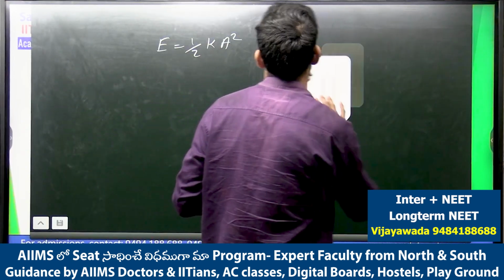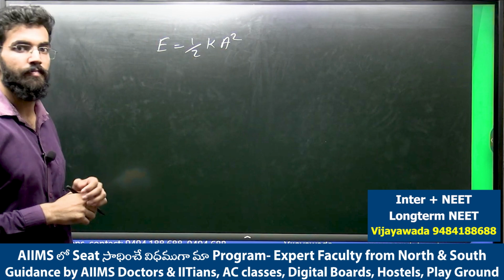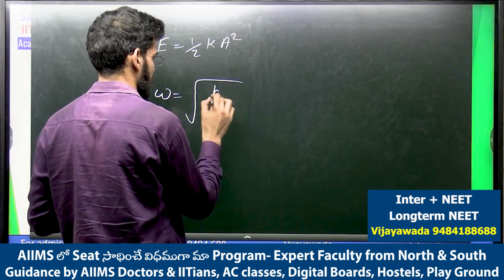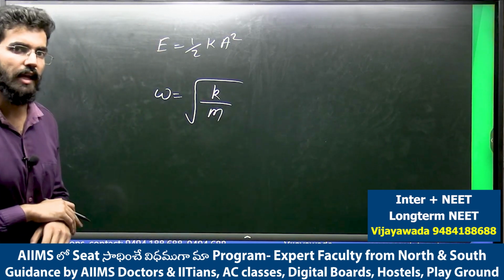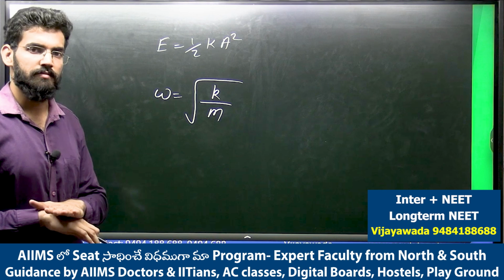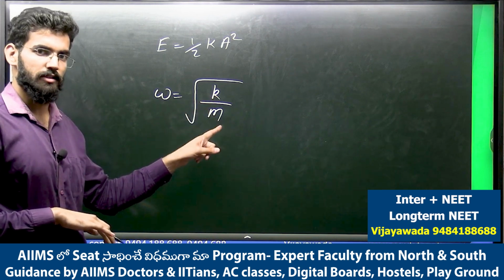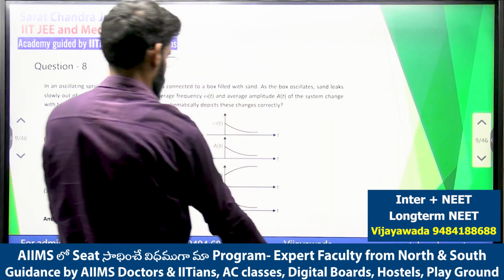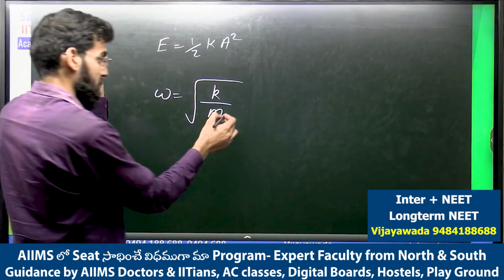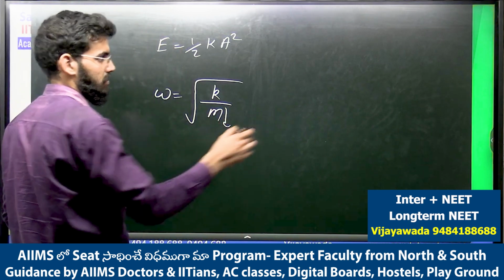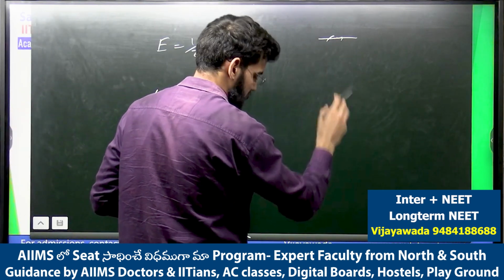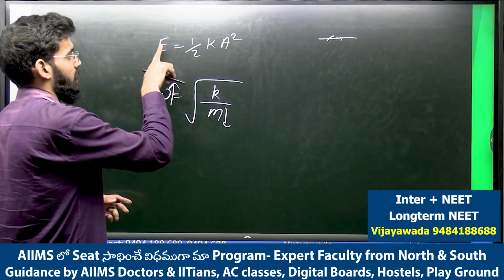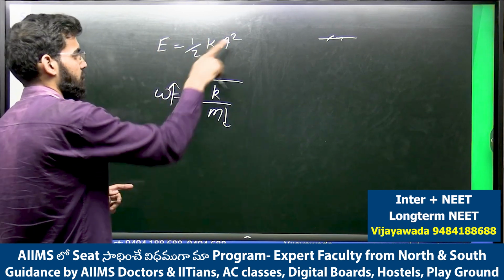So that's why directly we see by the energy, half K A square, and we look at the omega. Omega is under root K by M. K is not changing, mass is getting reduced, so omega will reduce. Sorry, here mass is getting dropped out, so mass is reducing, so omega will increase. Energy is reducing, so amplitude will reduce. So amplitude reduces, omega increases.